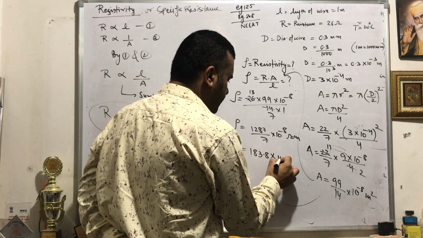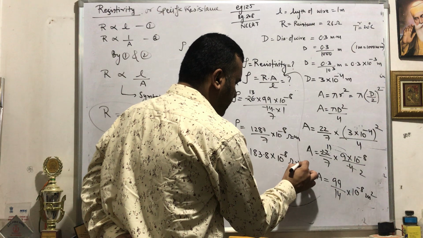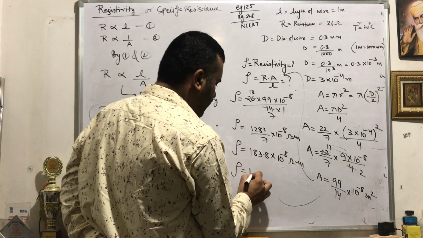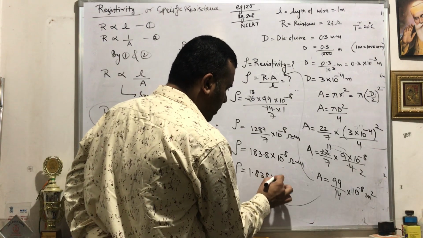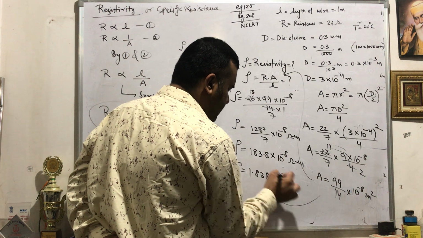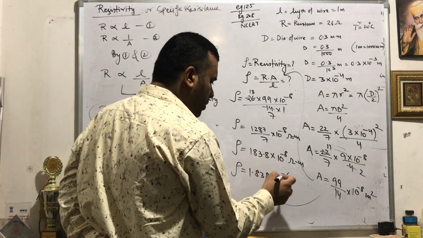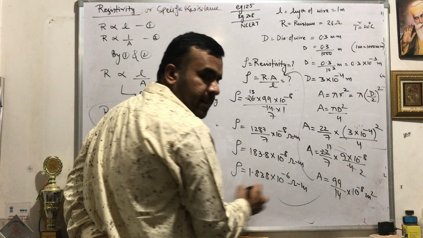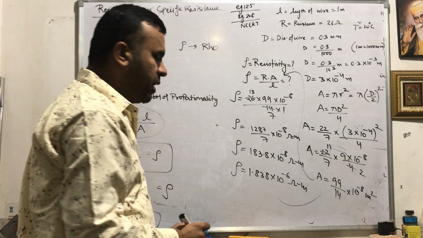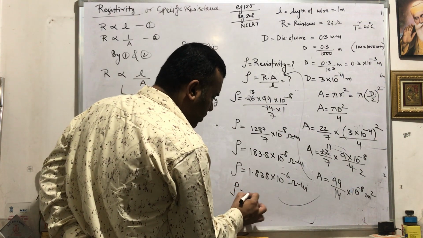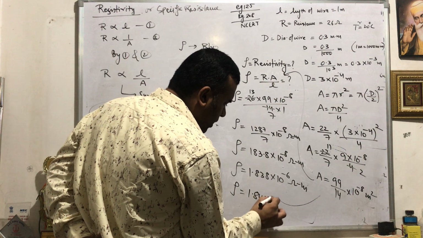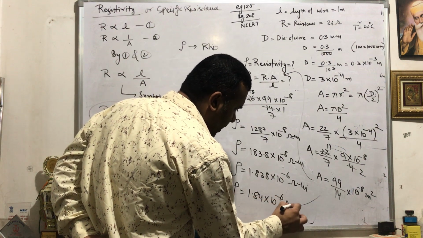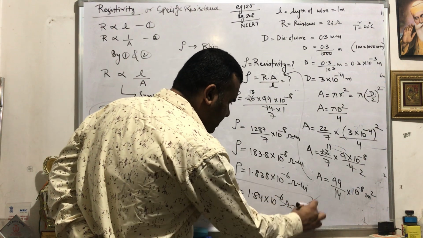Further dividing this, convert it into standard form. You will get 1.838 into 10 to the power minus 6. The point is shifting from right to left. 10 to the power minus 6 ohm meter. And further, if you round it off, it would be 1.84 into 10 to the power minus 6 ohm meter.